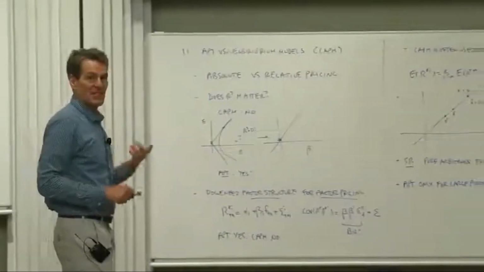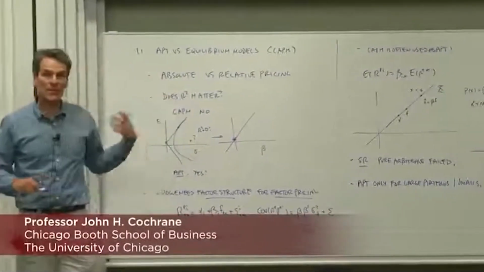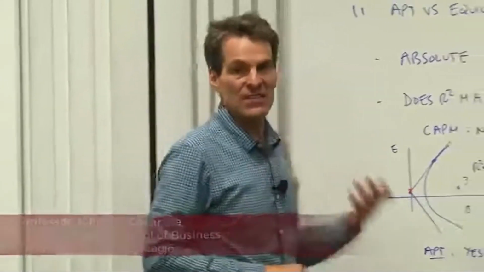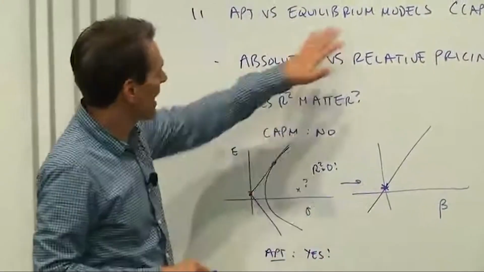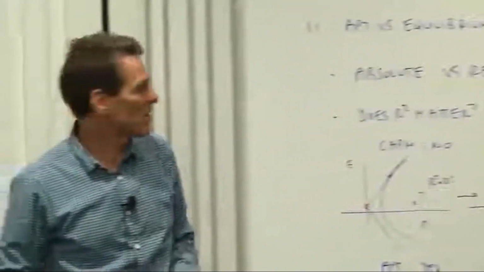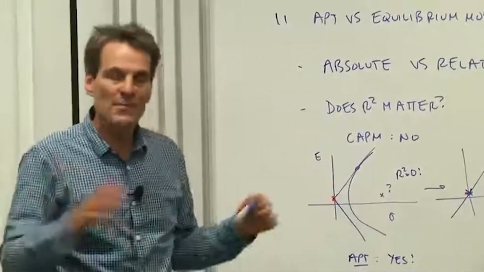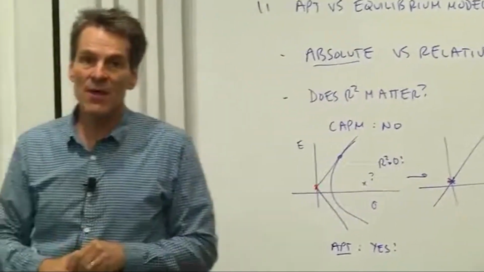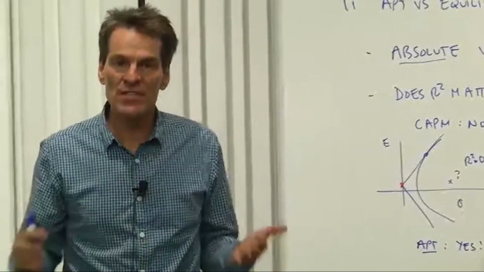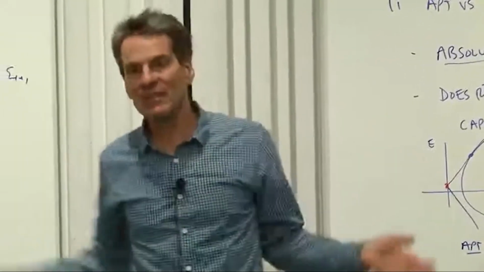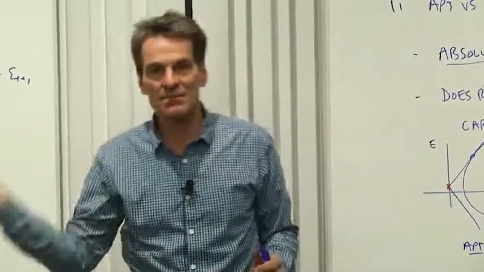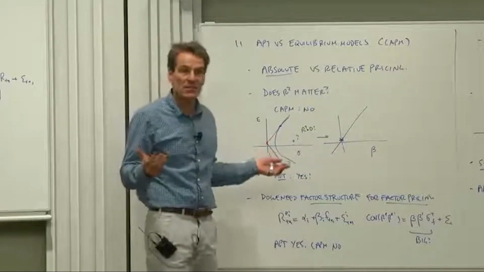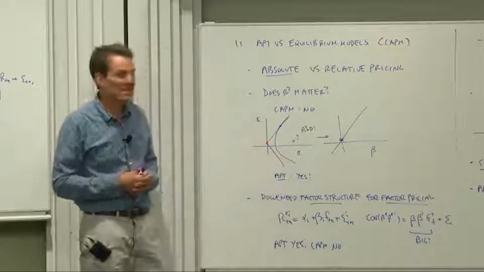So let's talk about the difference between the APT and equilibrium models, such as the capital asset pricing model. They come from a very different philosophy. The capital asset pricing model and equilibrium models try to be very, very powerful. They're what I call absolute pricing models. If you have the consumption-based model, you should, in principle, be able to price absolutely any asset whatsoever. Stocks, bonds, real estate, the price of water, you name it. Marginal utility of consumption growth, price it. It's based on deep fundamentals.